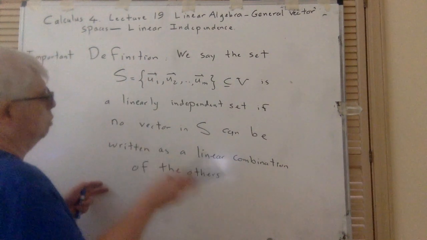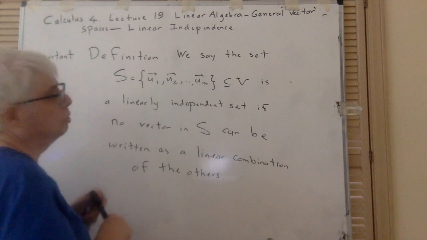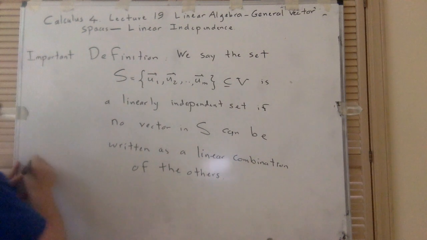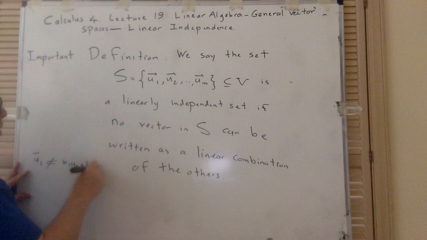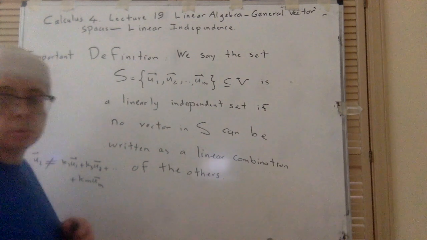Let's see what it means. For example, this u2 cannot be written as a linear combination of, say, u1 up to um without the u2. So u2 is not equal to any linear combination of the others, right? It cannot be a linear combination of the others for any scalars k1 to kn.